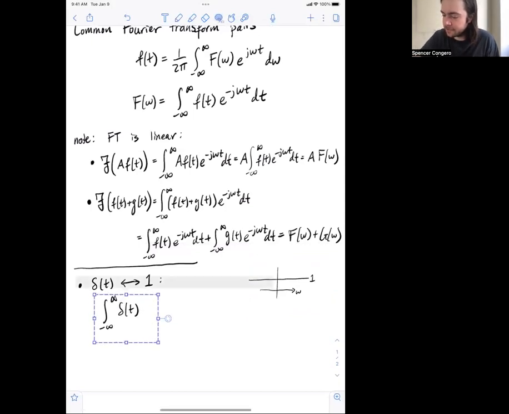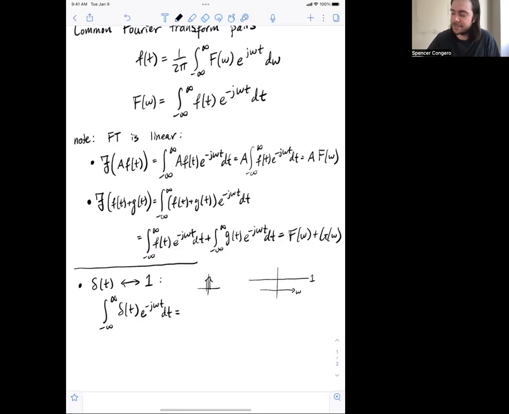Okay, Fourier transform of the delta function. So I do the integral of delta times e to the negative j omega t dt. Well, from the delta function properties video, we know that this integral of a function times the delta function is just going to pick out the value of that function being multiplied by the delta function, where the delta function is located. Well, the delta function is located right at t equals 0, right?